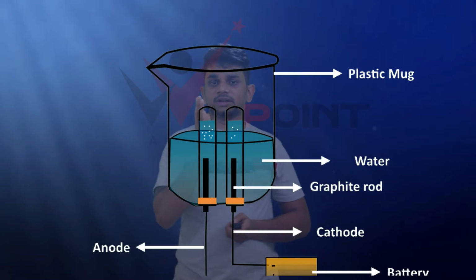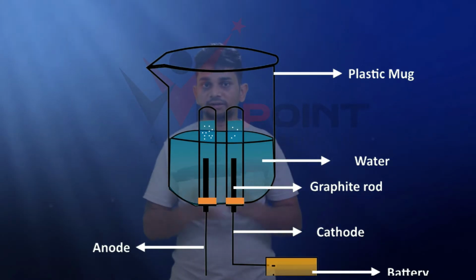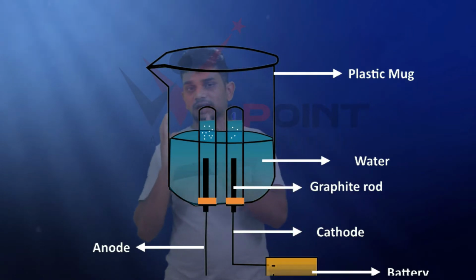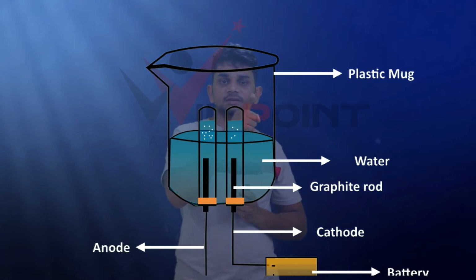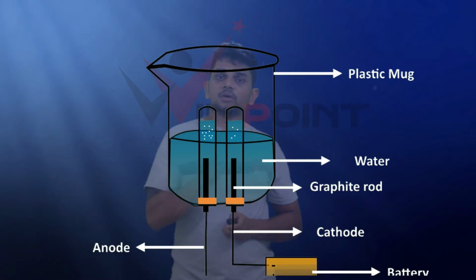There are two test tubes here. Here you can see two test tubes. In one of the test tubes, you can see more gas bubbles. What is the reason behind it? That gas is hydrogen, and in this test tube we will get hydrogen, and in this test tube we will get oxygen. The amount of hydrogen will always be more than the amount of oxygen.